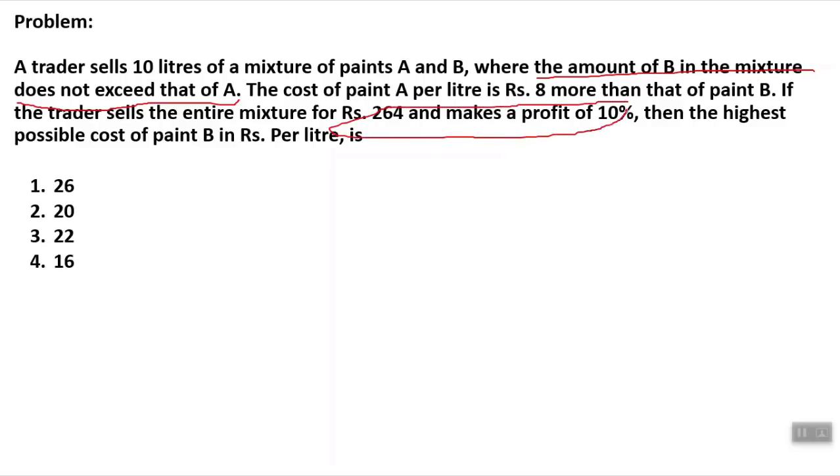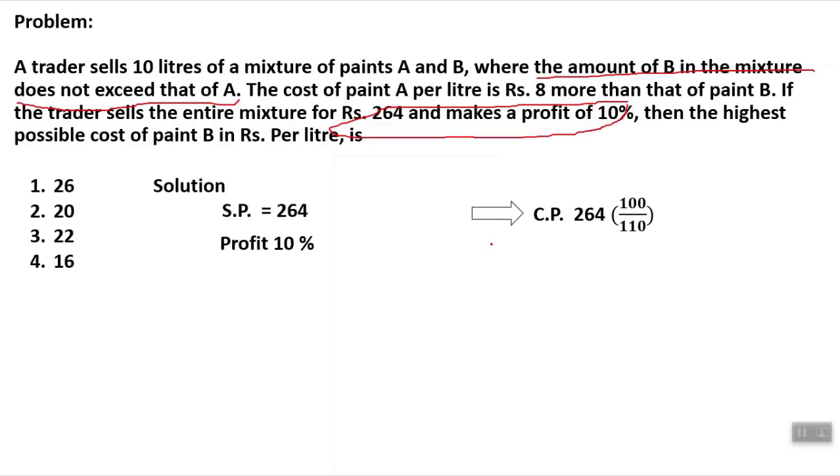If they sell at 264 making a profit of 10%, then what is the cost price? If selling price is 264 and profit is 10%, we know that cost price would be 264 times 100 divided by 110, which is 240. Remember, it's for 10 liters, and so for 1 liter the cost price is 24. The mixture cost price is 24.